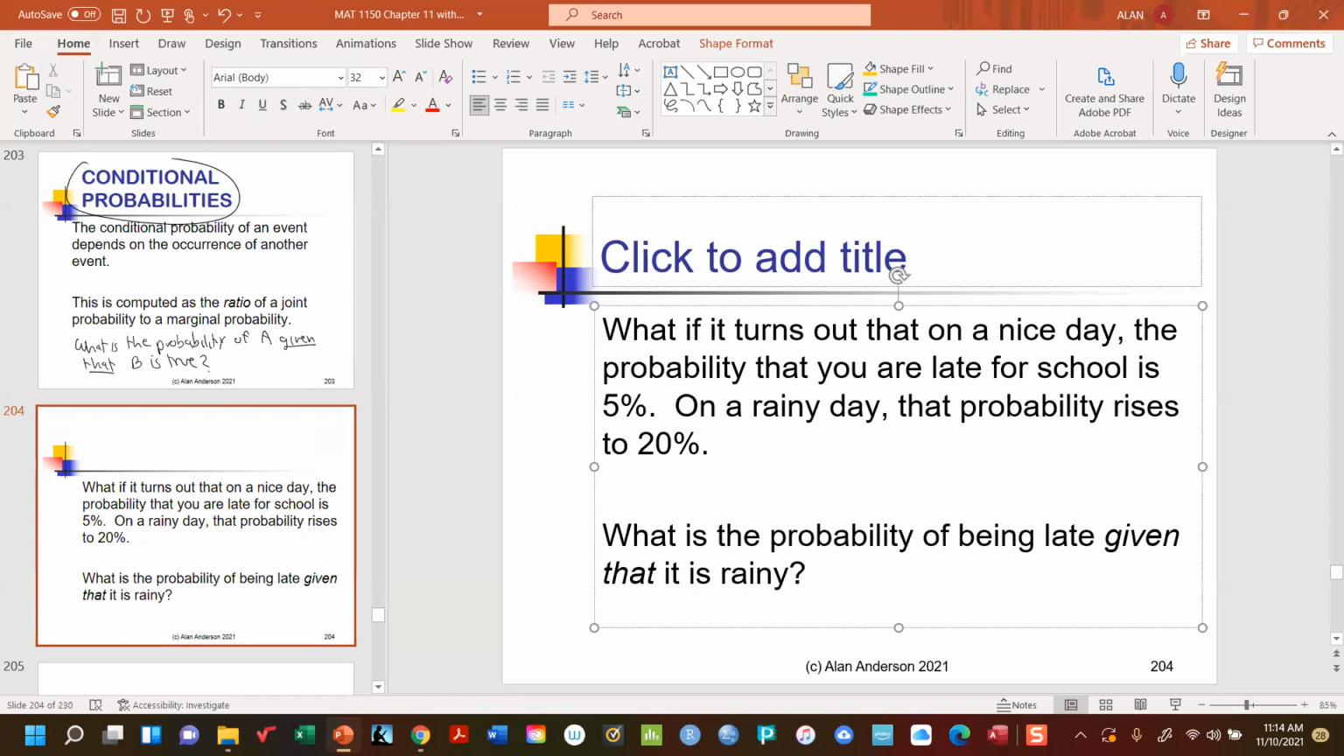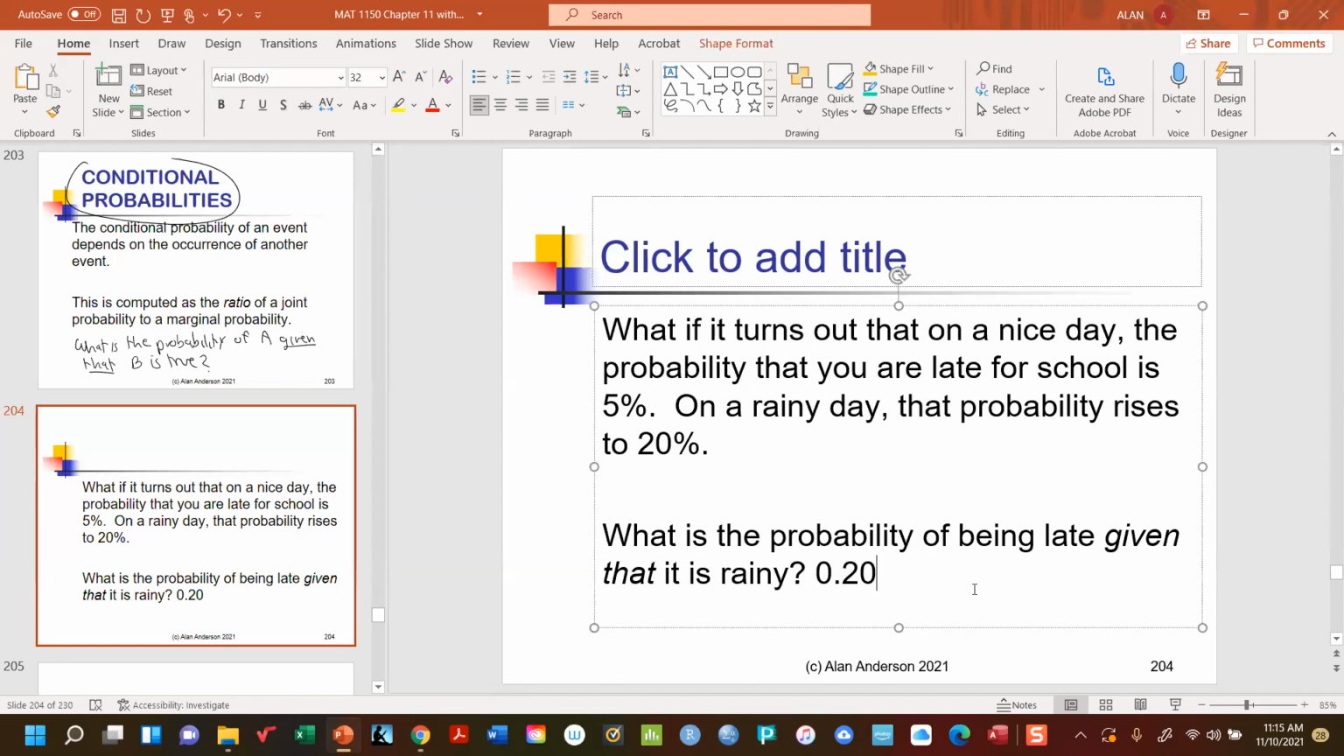So in other words, the first probability is what we would call unconditional. The second one depends on knowing that it's raining. So that would be the 20%. Because it's raining, we know for a fact that the probability changes to 0.20. And so that is an example of a conditional probability because it depends on whether or not it's raining out. The first one does not.